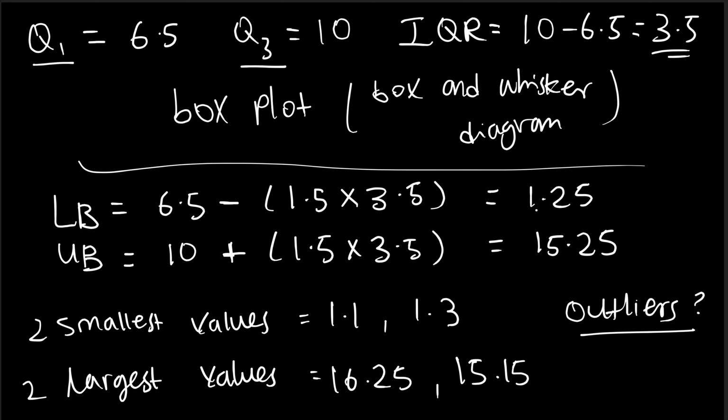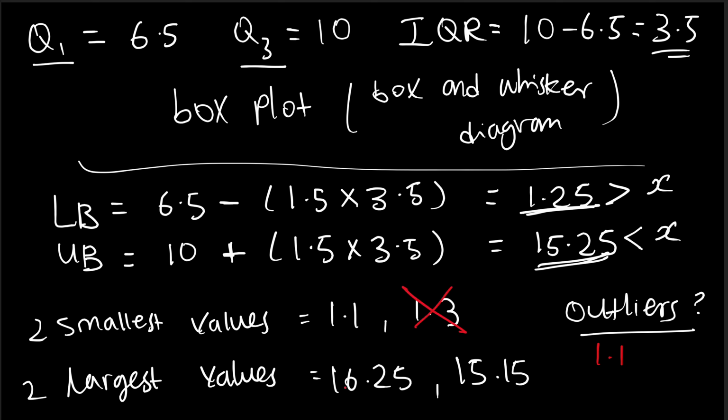Well, we agreed that the minimum value can be 1.25 and the maximum value can be 15.25. So anything that is less than 1.25 and anything that is greater than 15.25 is going to be an outlier. Is 1.1 less than 1.25? Yes, so it must be an outlier. Is 1.3 less than 1.25? No, it's greater, hence not an outlier.